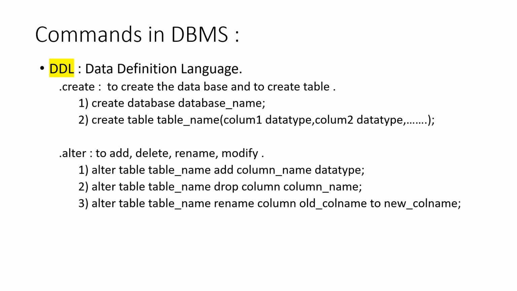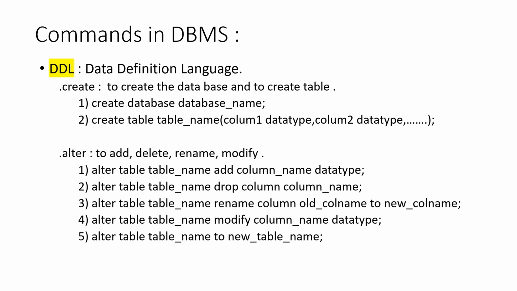The third one is renaming a column with a new name. So the syntax is alter table followed by table name, and we are using the keyword rename column old name to new name. To modify the data type, we use the modify keyword. The syntax is alter table followed by table name, modify column name, and the data type which we want to modify. The last one is we can also change the table name to new table name. So the syntax is alter table followed by old table name to new table name.